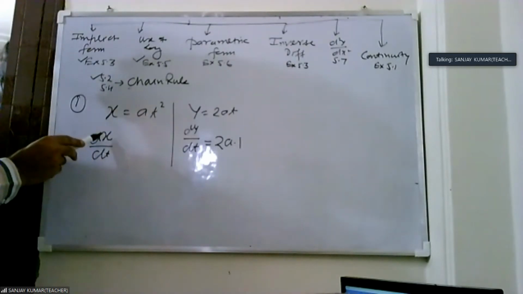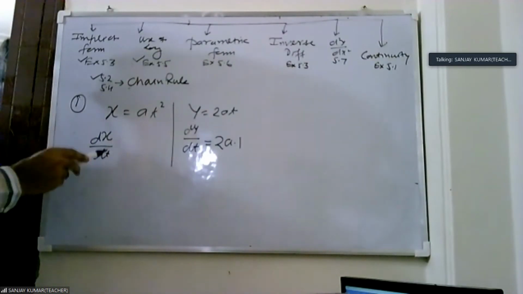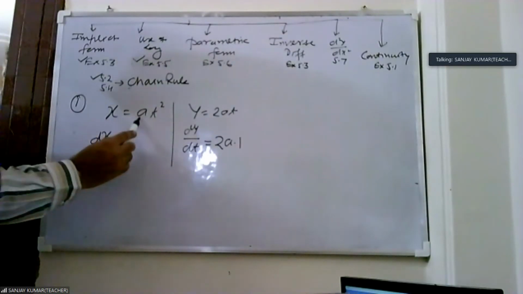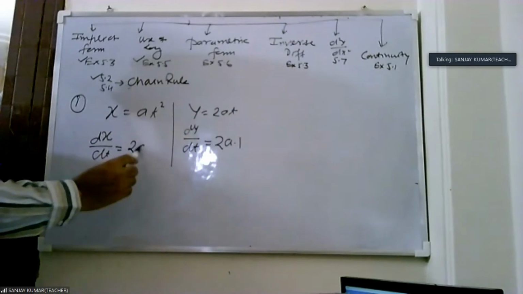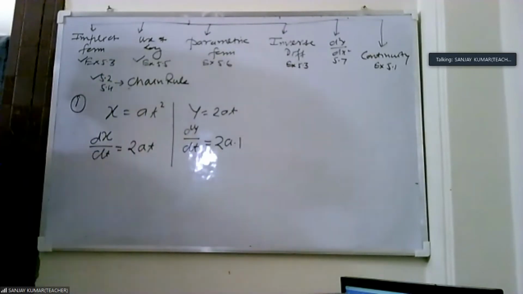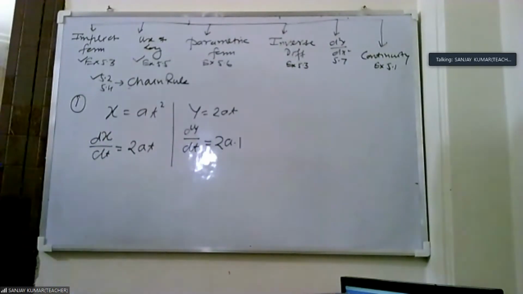We differentiate x with respect to t. We start the differentiation of x with respect to t. Now what do we have? a t square, that is 2at. The derivative of x square is 2x. Similarly, the derivative of t square is 2t.